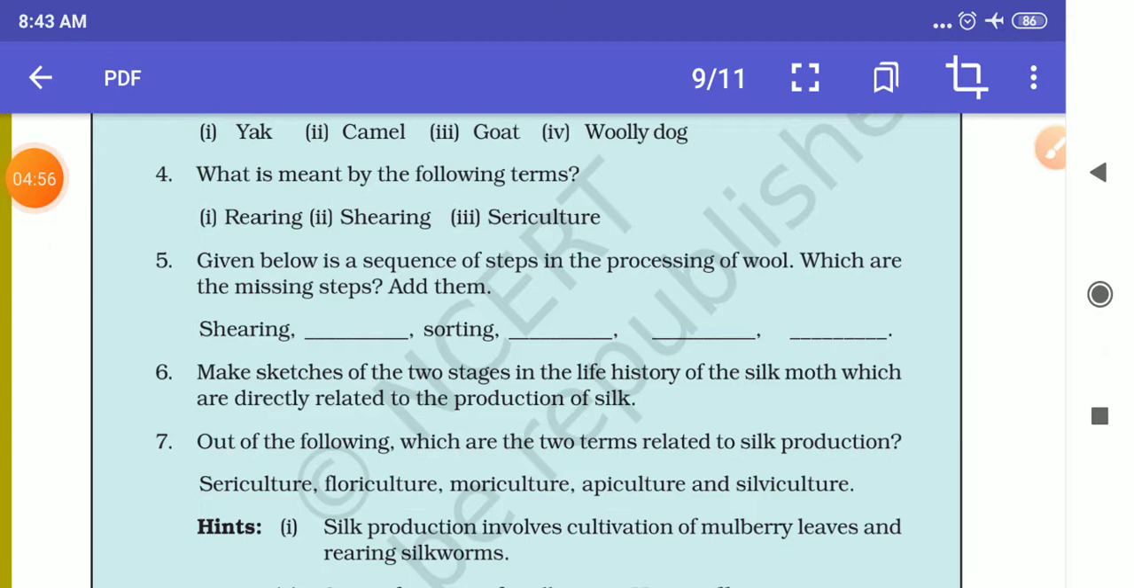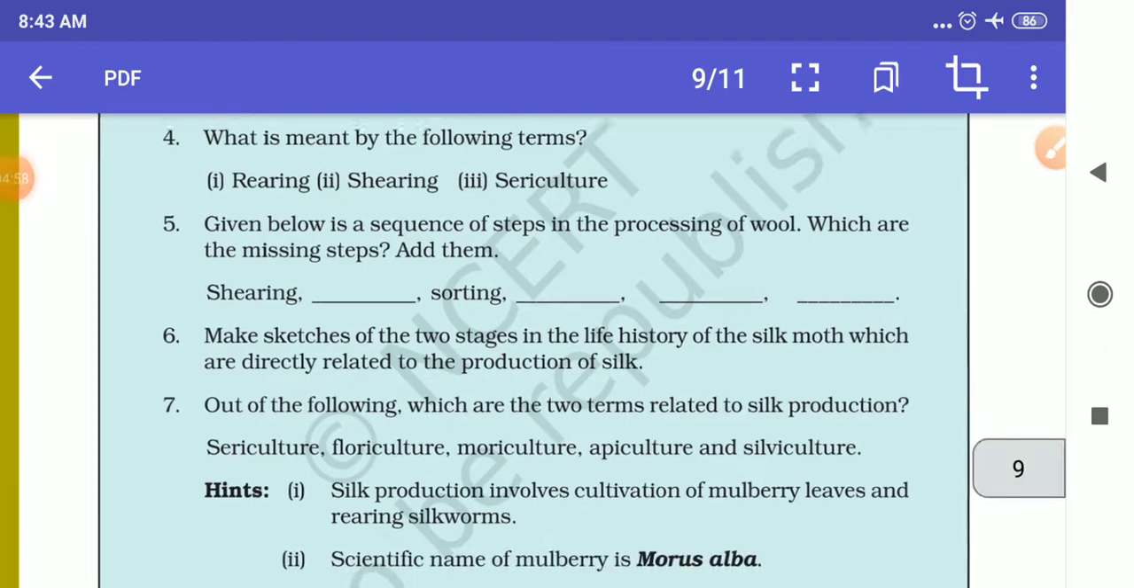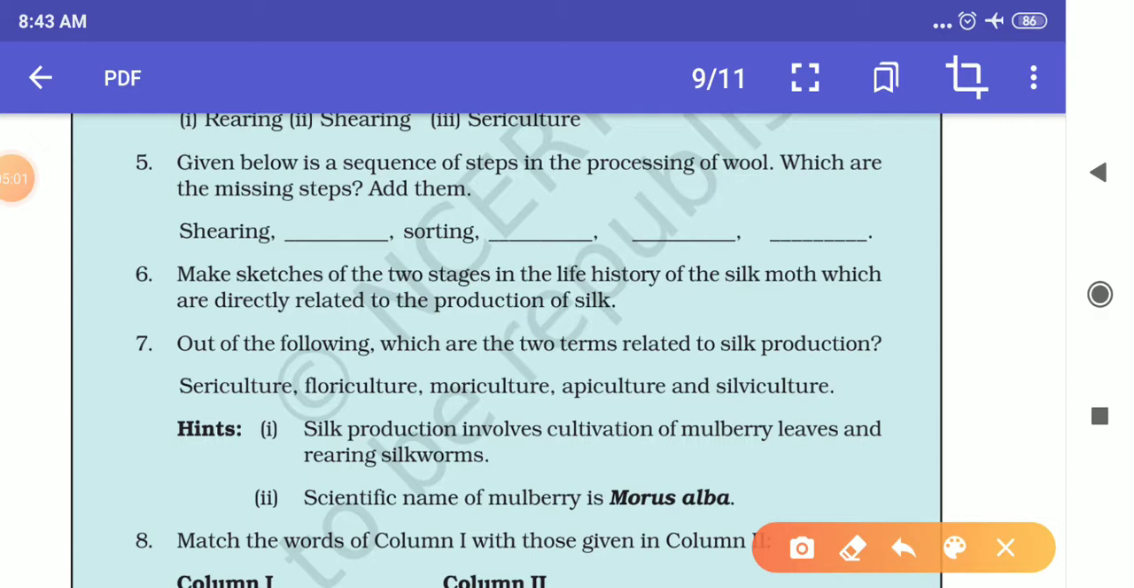The fifth question is, given below is a sequence of steps in the processing of wool. Which are the missing steps? Add them. Here, just like fill in the blanks, these are the steps for processing of wool. The missing steps you have to write. The first is given, shearing. What we do after shearing? After shearing we do scouring. Therefore here you have to go for scouring.